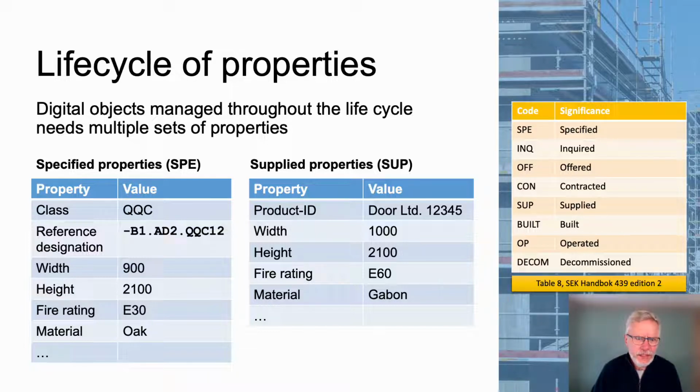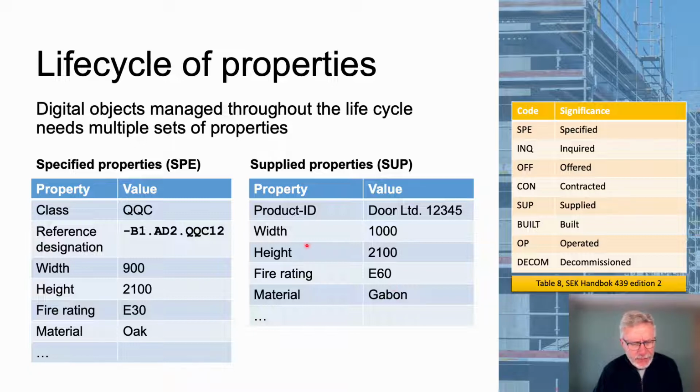So if you see the, I will make my pointer more visible. There you go. The specified properties in this case for the door is the width should be 900 and the material should be oak. But the supplied properties, the contractor actually bought a door which is 1000 wide, still useful then, but they changed the material to Gabon.